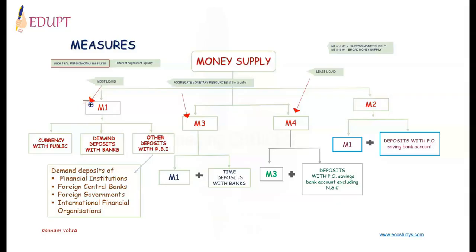But the focus is on M1. That is the transaction money, most liquid and can be directly used for making transactions. It comprises of currency and coins with the public, demand deposits with commercial banks, and other deposits with RBI, where currency and coins with public comprises of paper notes and coins of various denominations.